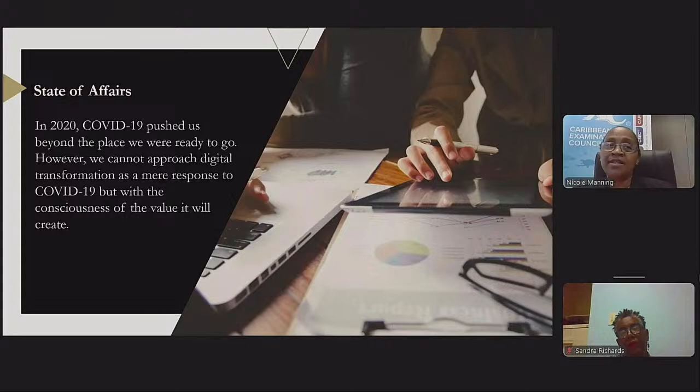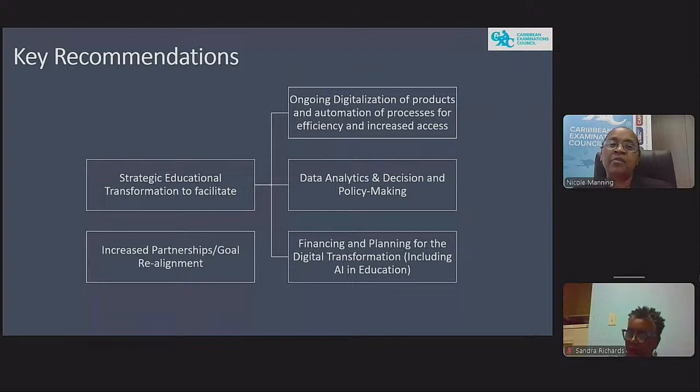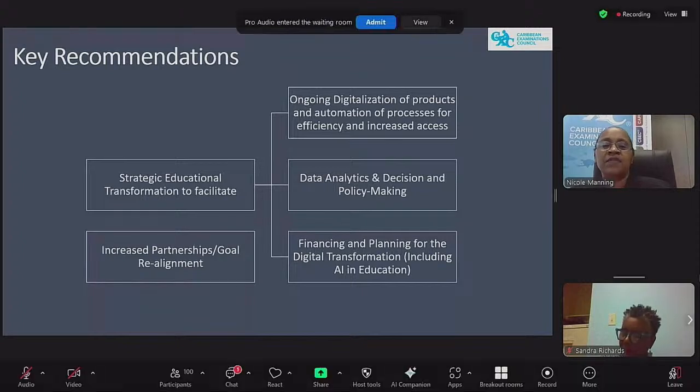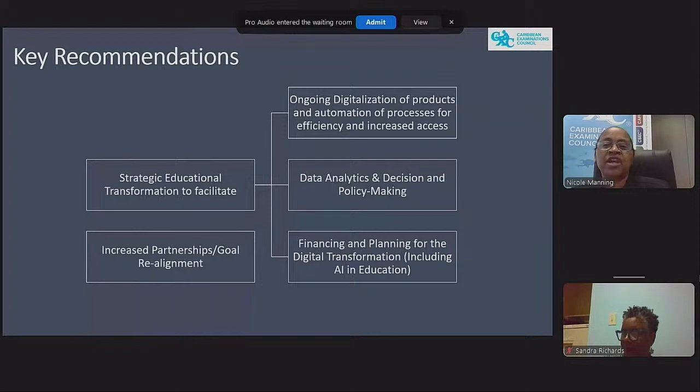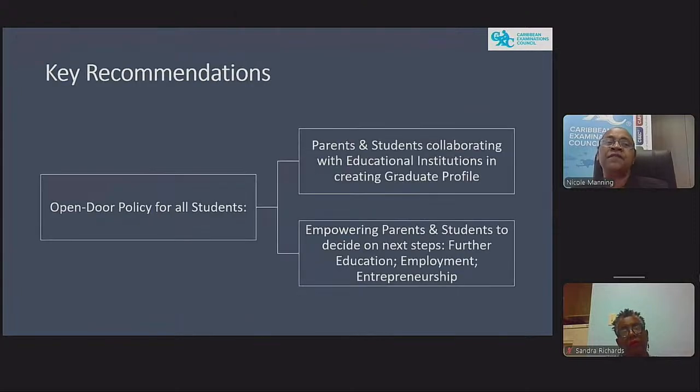Colleagues, 2020 pushed us beyond the place we were ready to go. However, we cannot approach digital transformation as a mere response to this issue, but as a consciousness of the value it will create. My last recommendation is for strategic educational transformation to facilitate digitalization, not only the facilitation of the products from CXC, but also what exists in your own space. Data analytics and the use of same for decision and policy making. Last but not least under this area, financing and planning for digital transformation, including AI, is very critical.